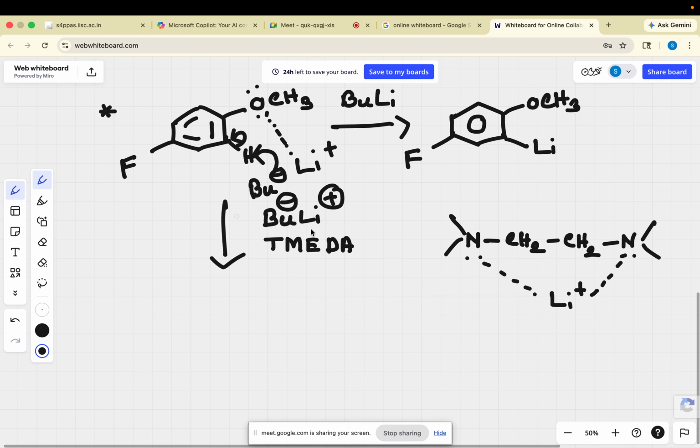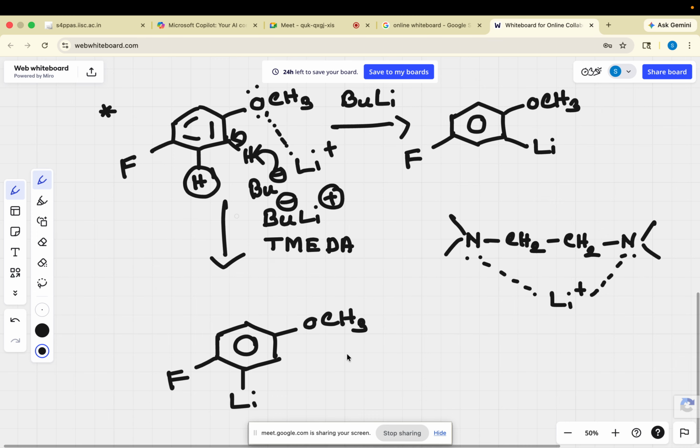When TMEDA is chelating this lithium plus, butyl minus is totally free, and when it is free it will abstract the most acidic proton. As fluorine is the most electronegative in the periodic table, more electronegative than oxygen, this proton is more acidic. So now the lithium group will be introduced here, ortho position with respect to fluorine. Clear? Yes, sir. Okay, write it down, then we are done.